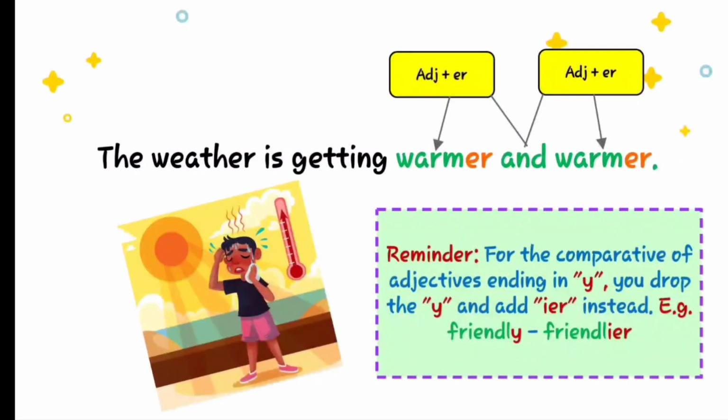For example, in the sentence, the weather is getting warmer and warmer, we mean that the temperature has increased over the years and still continues to increase. The only way to express this is by using repeated comparatives. And that's when we say warmer and warmer. Notice that the phrase is composed of two adjectives in the comparative form joined by the coordinating conjunction and.